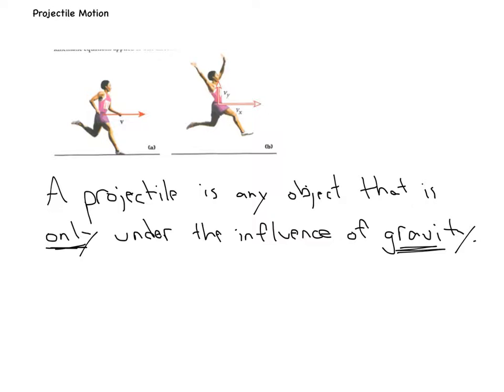Now, these velocities are independent of each other. And that's very, very important. So we're going to watch a couple videos here that show you how these two things are independent of each other. What you're going to see in this first video is a cart that's going to be traveling from right to left on your screen.